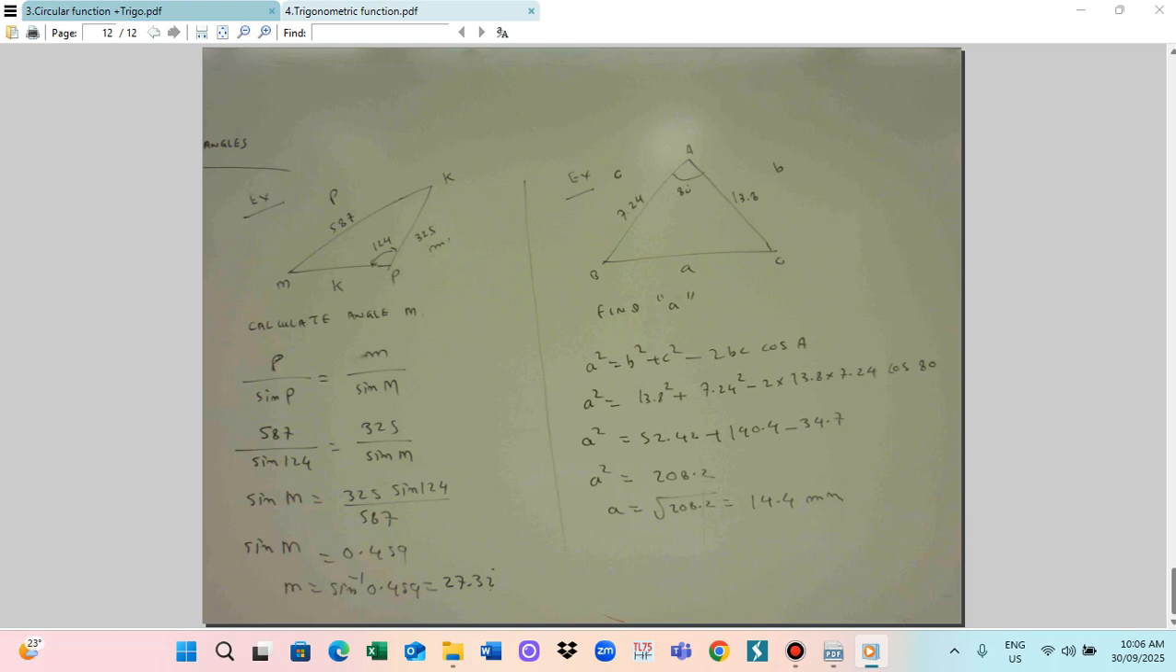Then I give you this exercise: plotting the trigonometric function graph.